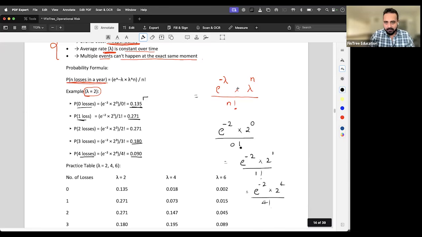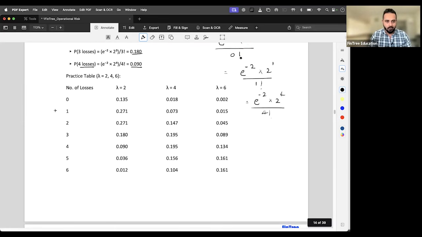e raised to negative lambda, multiplied with lambda raised to n, divided by n factorial. That's your framework. Now, I would recommend that you practice all of these numbers of losses with different lambdas so that you build your muscle memory around the calculation.